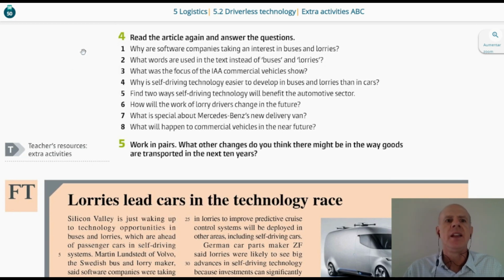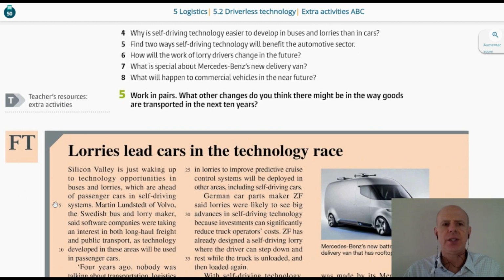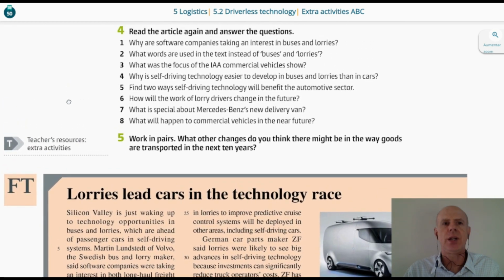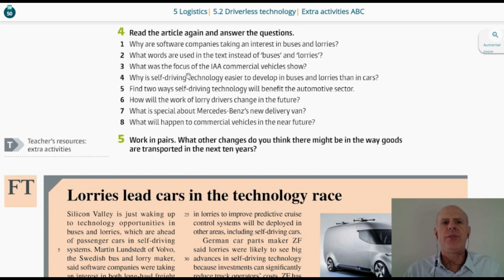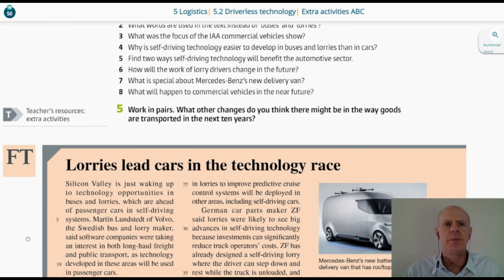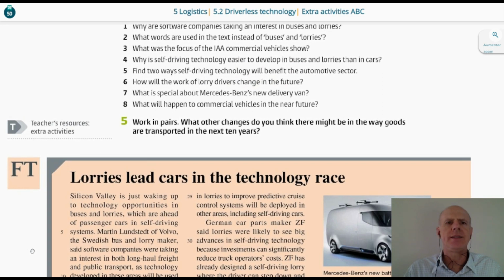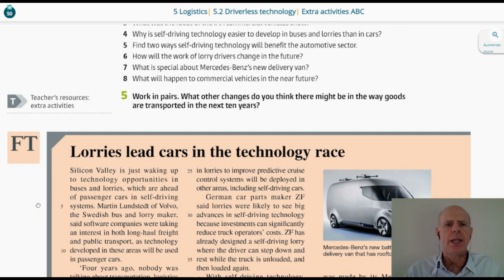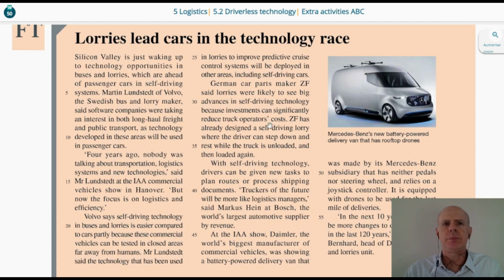Very interesting, right? What words are used in the text instead of buses and lorries? Well, I've just mentioned one, public transport, right? For buses. But for lorries, we have other expressions that you have to find. Three, what was the focus of the IAA commercial vehicles show? Look, what was the focus? The answer is here. Five, why is self-driving technology easier to develop in buses and lorries than in cars? Why? Do you remember? Here.